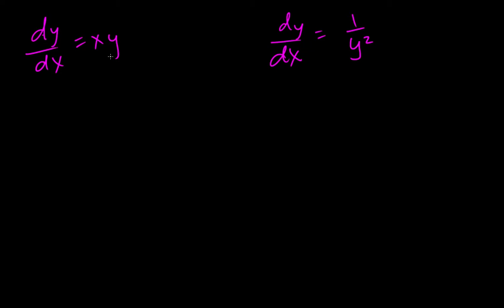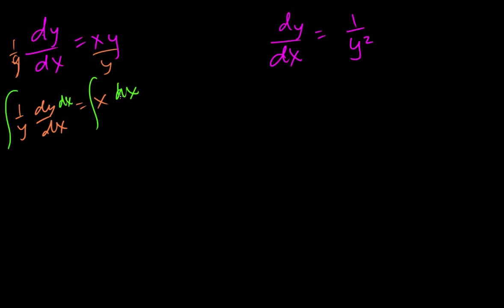So what we could do is divide both sides by y, which is like multiplying this side by 1 over y. So we get 1 over y dy dx, and then we have that equal to x. And so if we integrate both sides with respect to x, we can think of those canceling. So we have this integral and this integral.